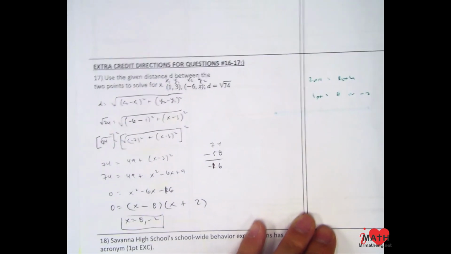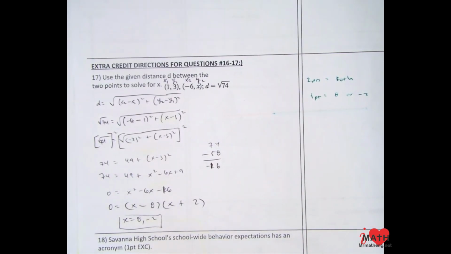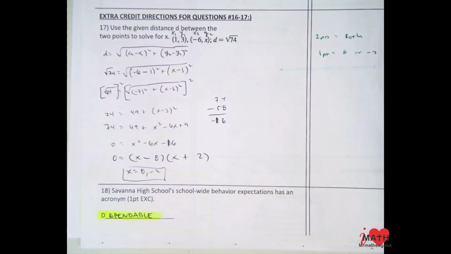Here's the extra credit question. Your answer is positive 8 and negative 2. If you want to study that, you can just pause the video. And number 18, you're looking for the acronym PRIDE, but I'm looking for specifically just the letter D, which is dependent.